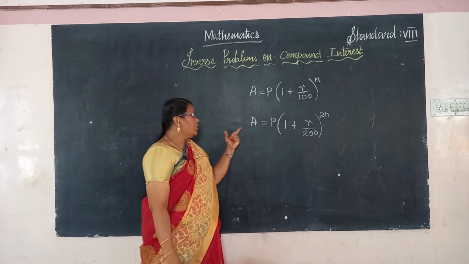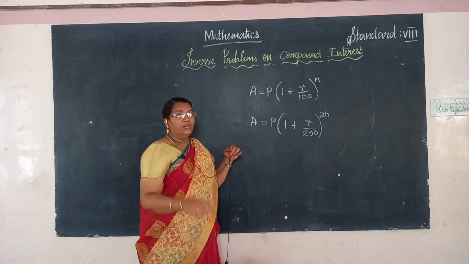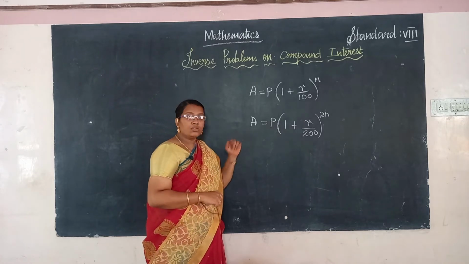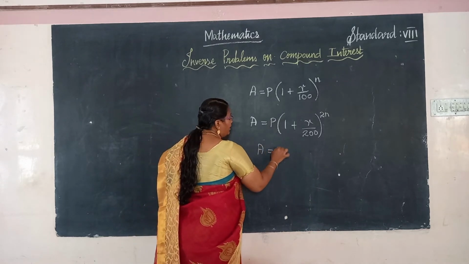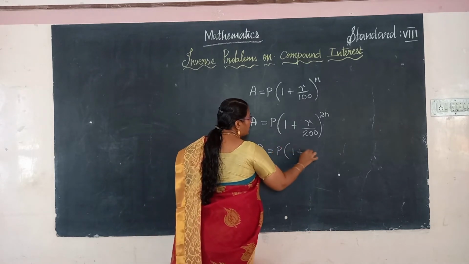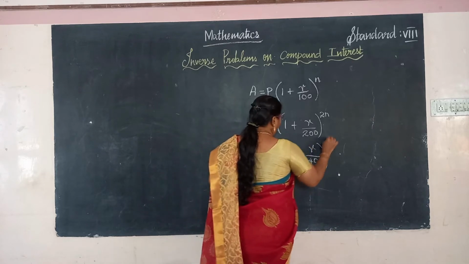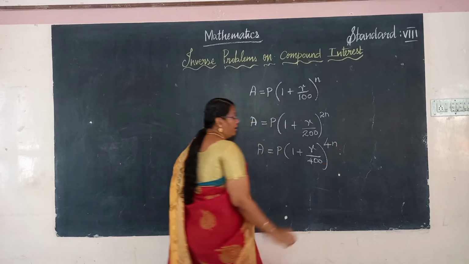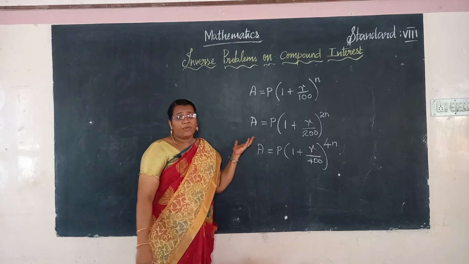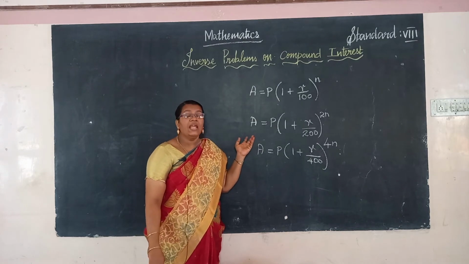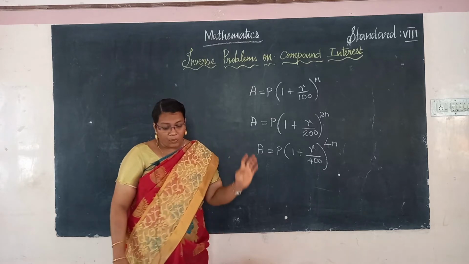When will you use this formula? For compounded half yearly we have used this formula, and then for quarterly, A is equal to P of 1 plus R by 400 the whole power 4n. These are all we have learned in the previous class, and we have also completed exercise problems 8.1 and 8.2.